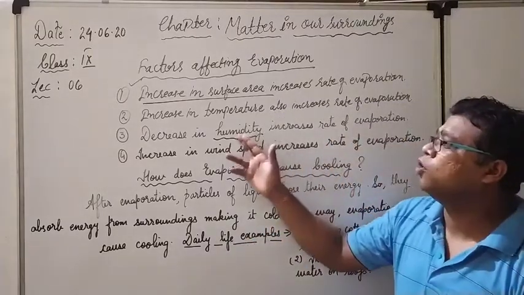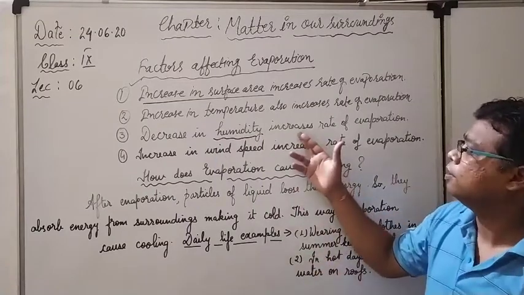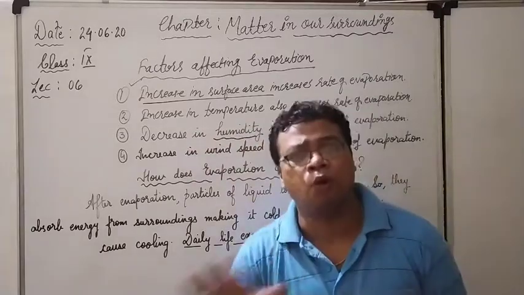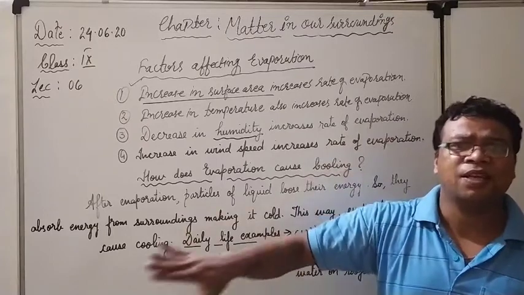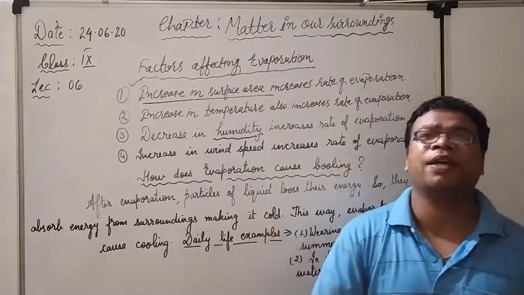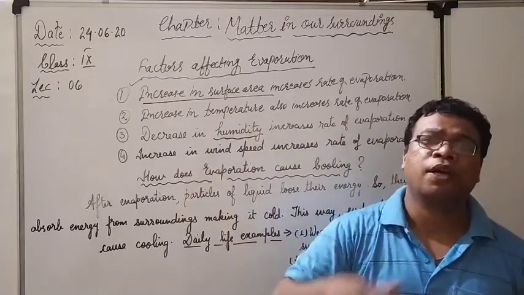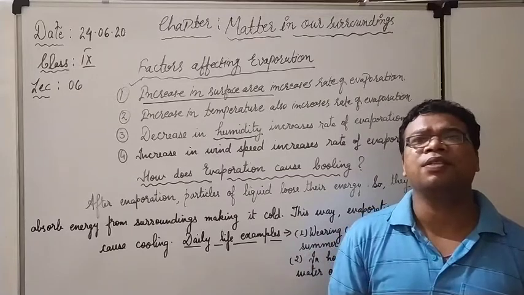So what is the role of the humidity there? If the humidity is not more, if there is a decrease in the humidity, the rate of evaporation will be increased. Decreasing the humidity increases the rate of evaporation, or you can say if the humidity is more, the rate of evaporation will be decreased. You can say it with a simple formula.